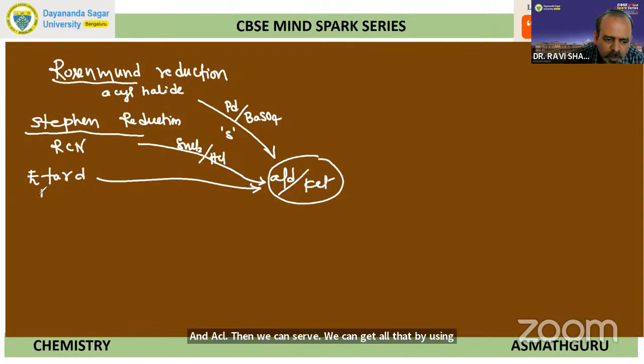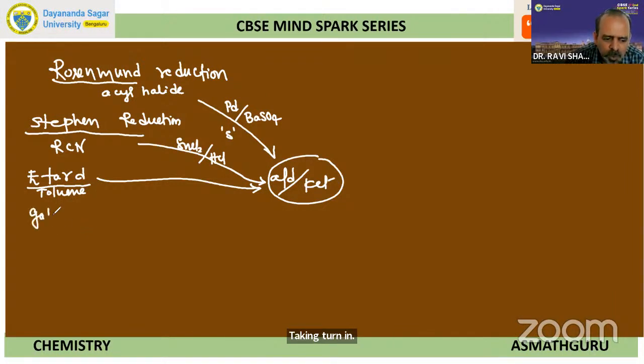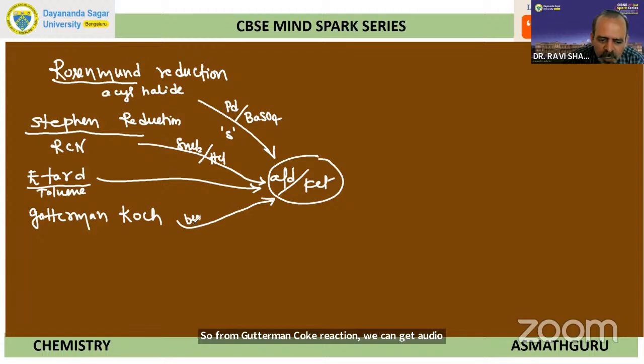Then we can get an aldehyde by using the Etard reaction, by taking what? Toluene, sir. Then we can obtain an aldehyde by using what? Sir, the Gattermann-Koch reaction. So from the Gattermann-Koch reaction, we can get aldehydes by using benzene plus carbon monoxide and HCl. And for the Etard reaction, which is the reagent? Chromyl chloride.